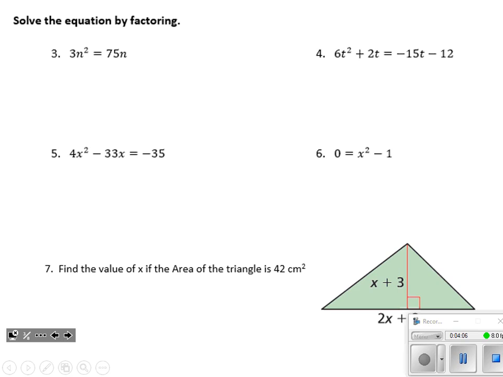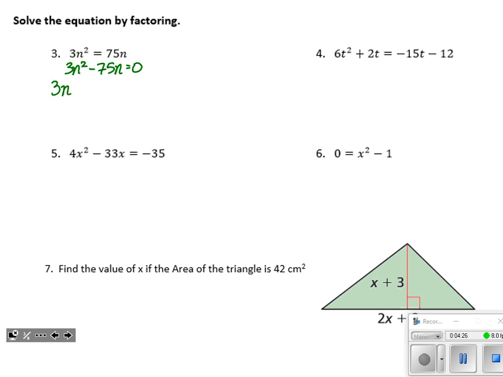All right, in the next section, solve by factoring. This is something that we should have well practiced from Algebra 1. We still want to get our equation set equal to 0. So I've got 3n squared minus 75n equals 0. I definitely don't want to divide both sides by 3n. I am losing a solution there for sure.